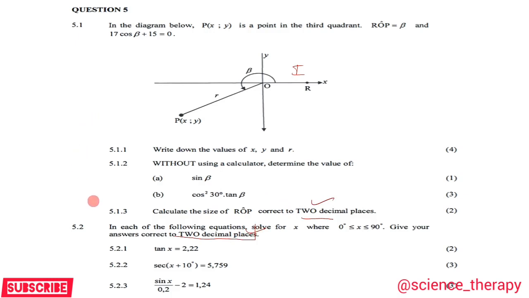Then let's calculate for 5.2.1. We are given there tan x is equals to 2.22. Now to calculate for x, we leave x here on the left hand side and then transpose the tan, it becomes inverse tan, and then we have 2.22, right? Then punching that in your calculator, it should give you something like 65.75 degrees rounded off to 2 decimal places.